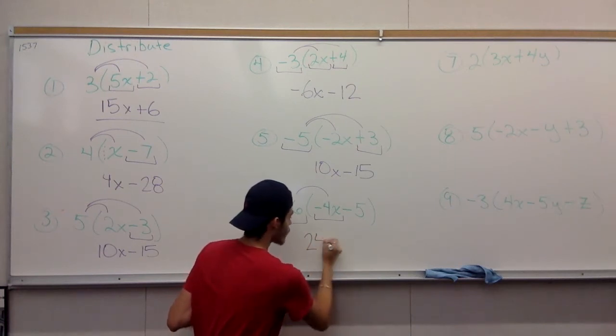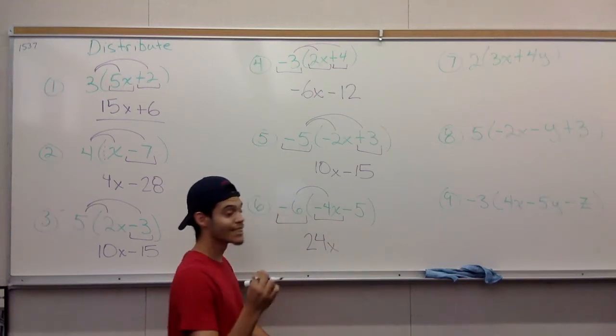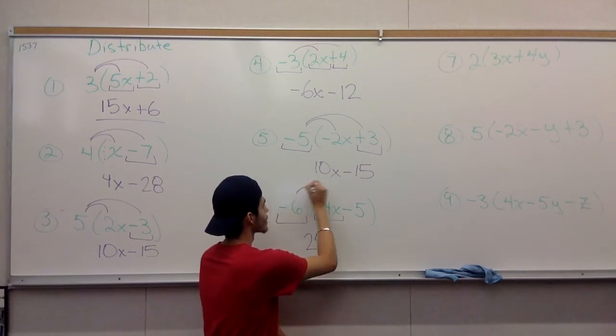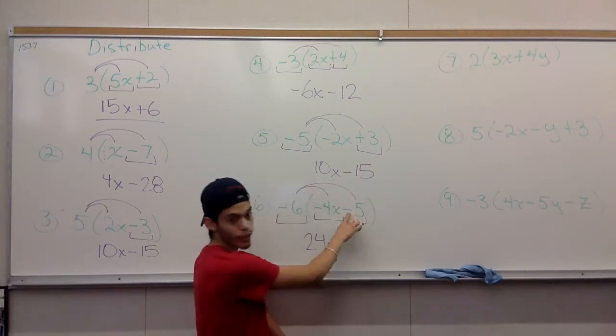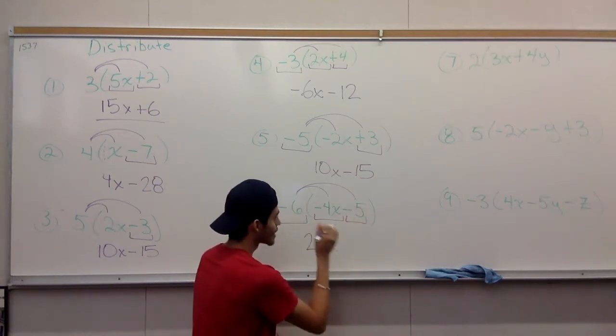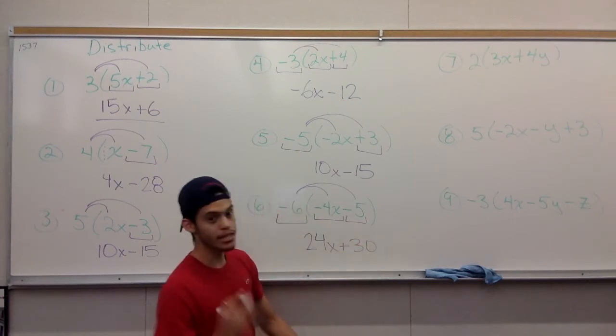You get 24x. Don't forget about the x. The x is very important. If the x is not inside the answer, it is incorrect. Now make the second loop. -6 times -5. Don't forget about this minus sign. It's also a negative for the 5. -6 times -5 would give you 30, with the final answer of 24x plus 30.